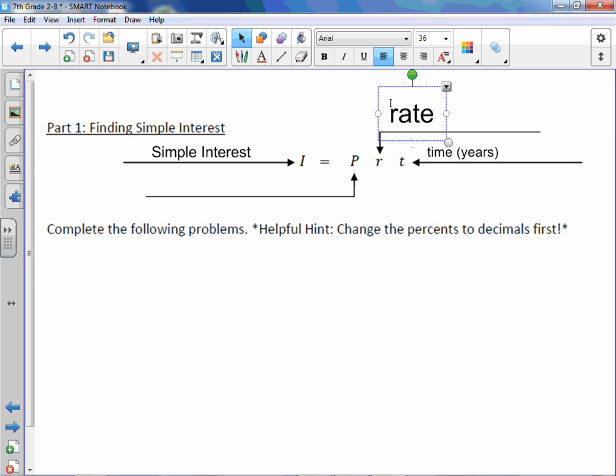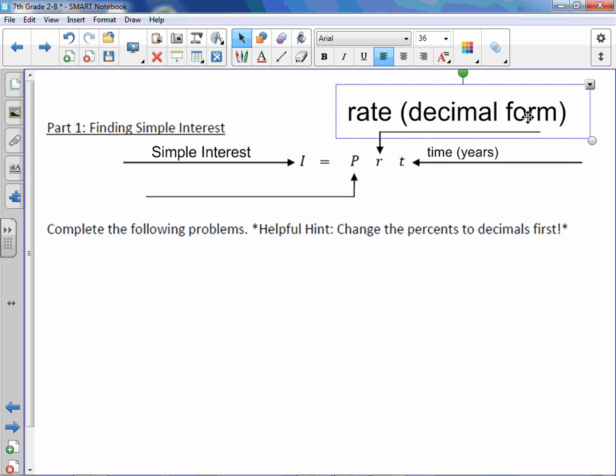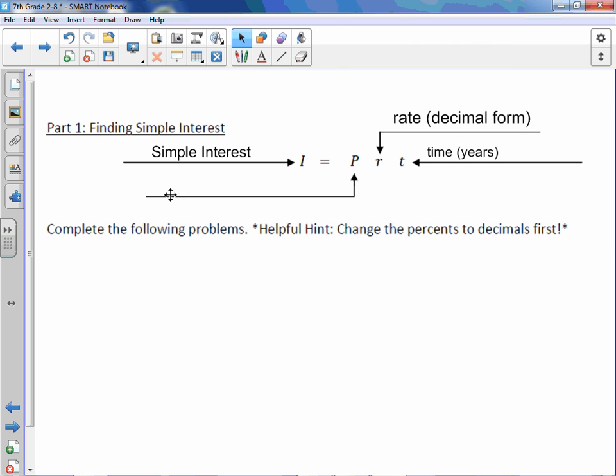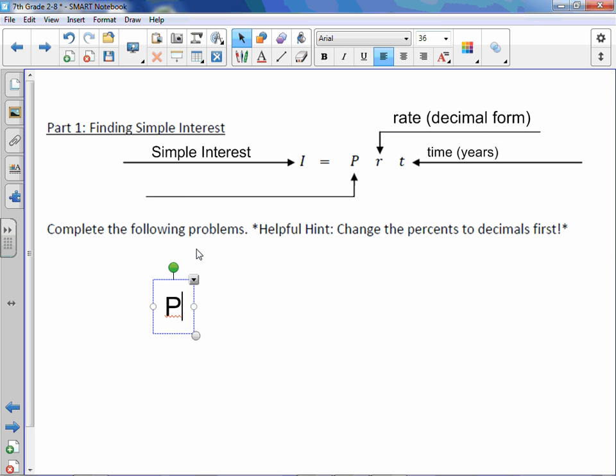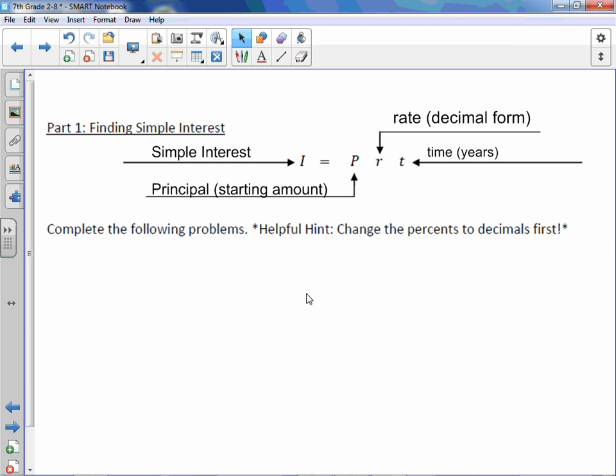R stands for rate. This is your percent in decimal form. Whenever we use any sort of percent in a problem, in an equation, we have to put it in decimal form first. And lastly, P stands for the principal. And the principal is a fancy word for starting amount. So it's what you start with, okay?